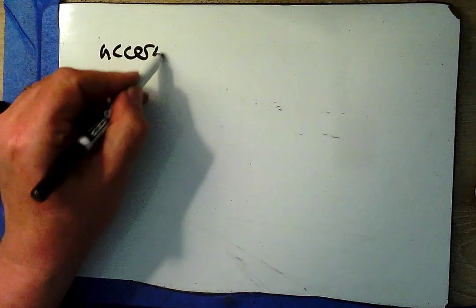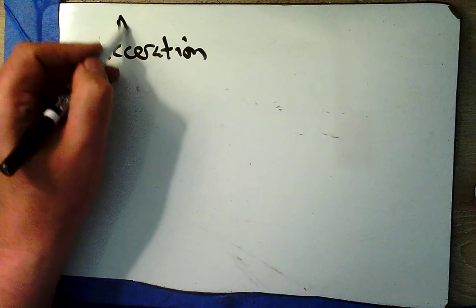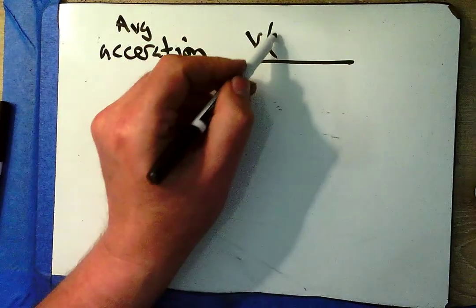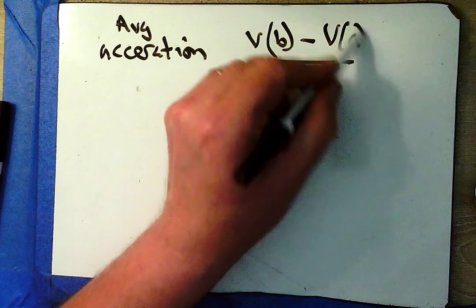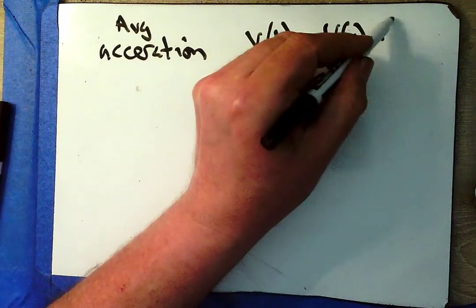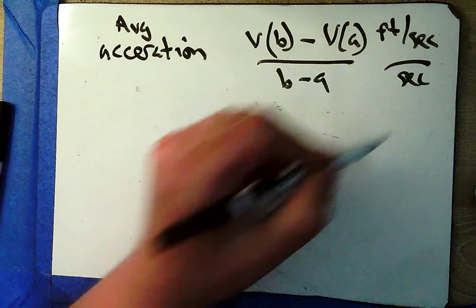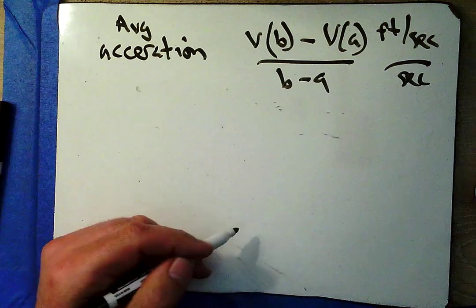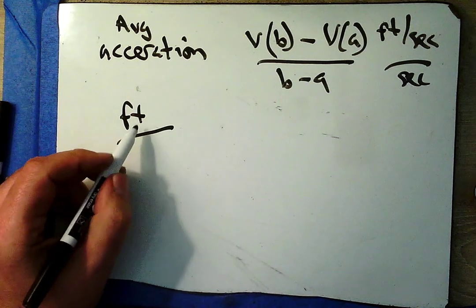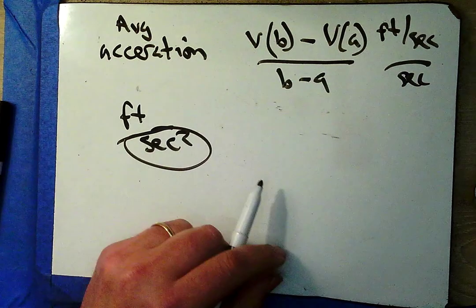acceleration, and if I want average acceleration, I'm thinking about v of b minus v of a over b minus a. Now the units up here are going to be something like feet per second. And the units down here are going to be seconds. And that's the way I like to think of it. But many students say feet per second squared. I don't know what a square second is.